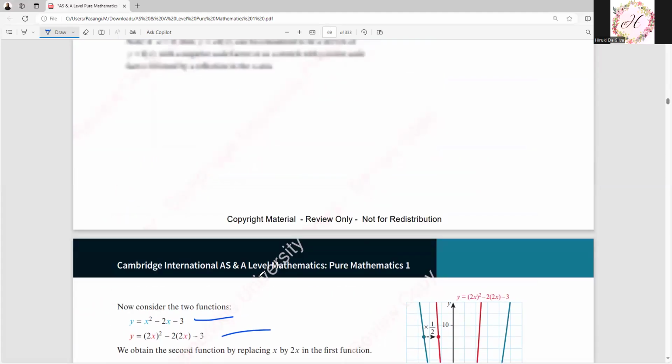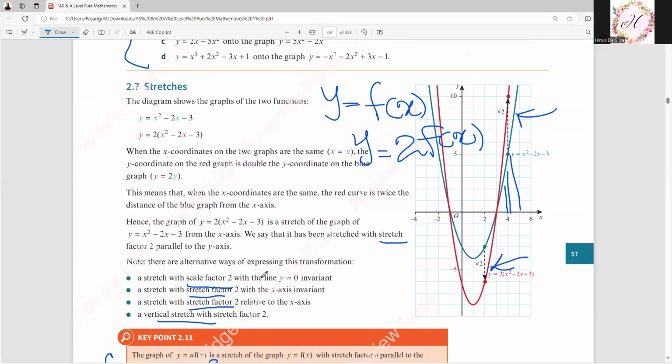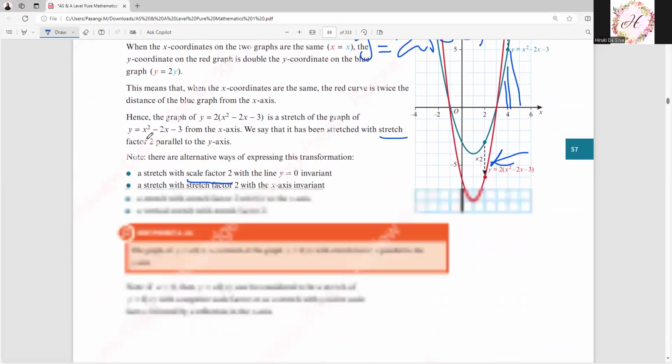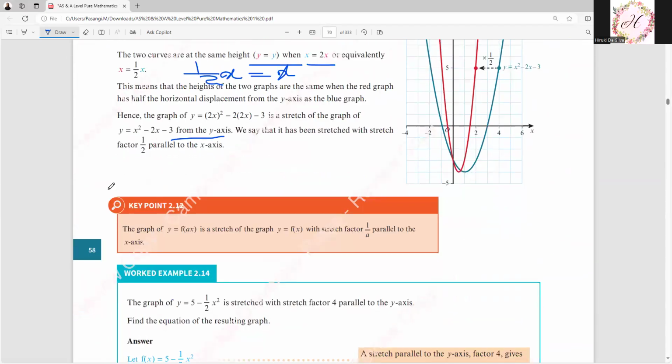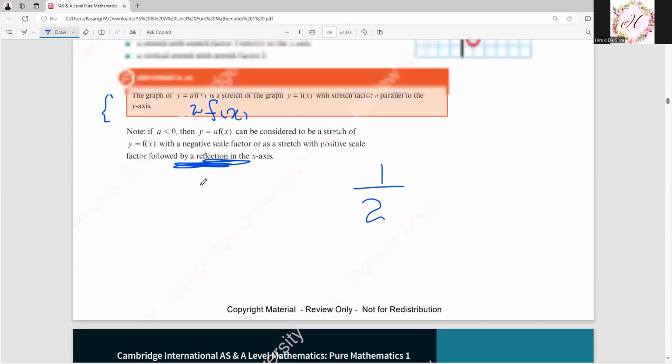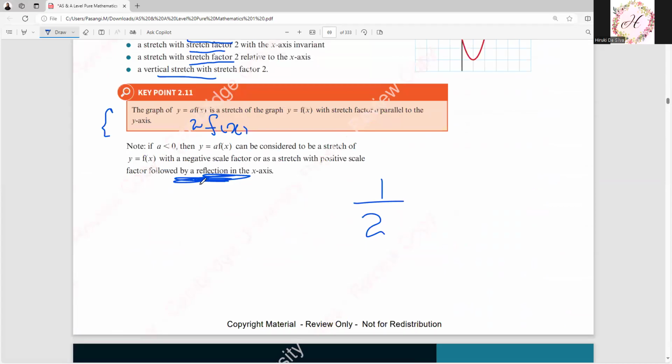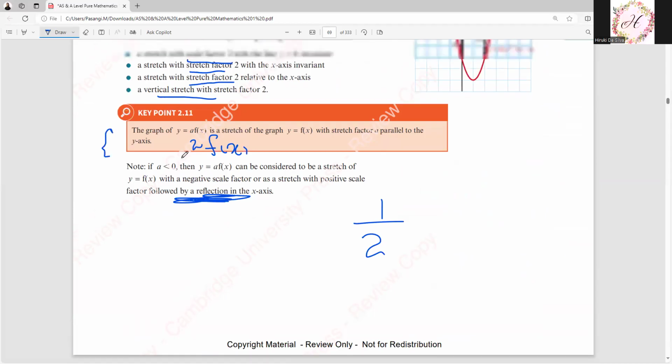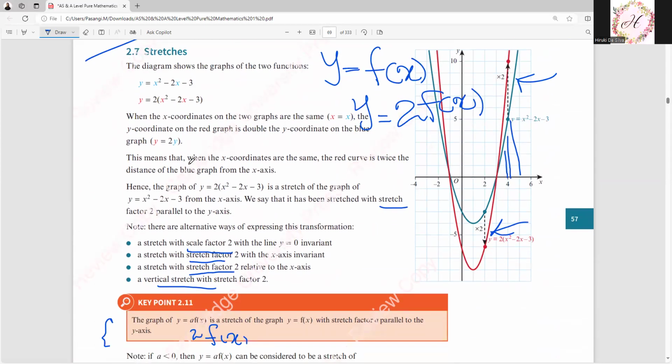Yes. Okay. Can you read only the stretches part as well up to this point? Then we'll move to the examples. If you have any doubts, please let me know. Okay, teacher. Up to now, it's fine. Okay. Just read the stretches part as well.